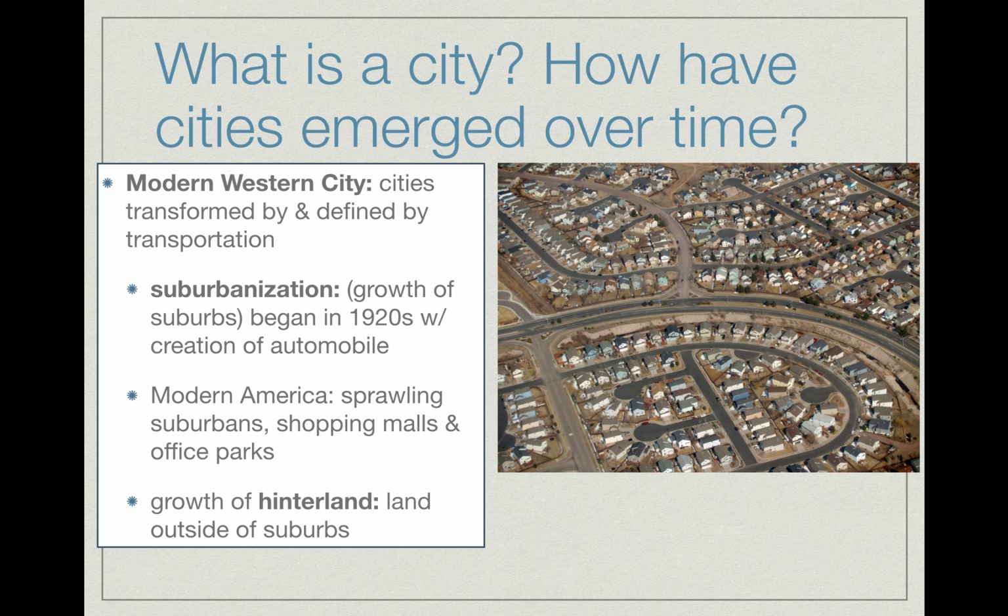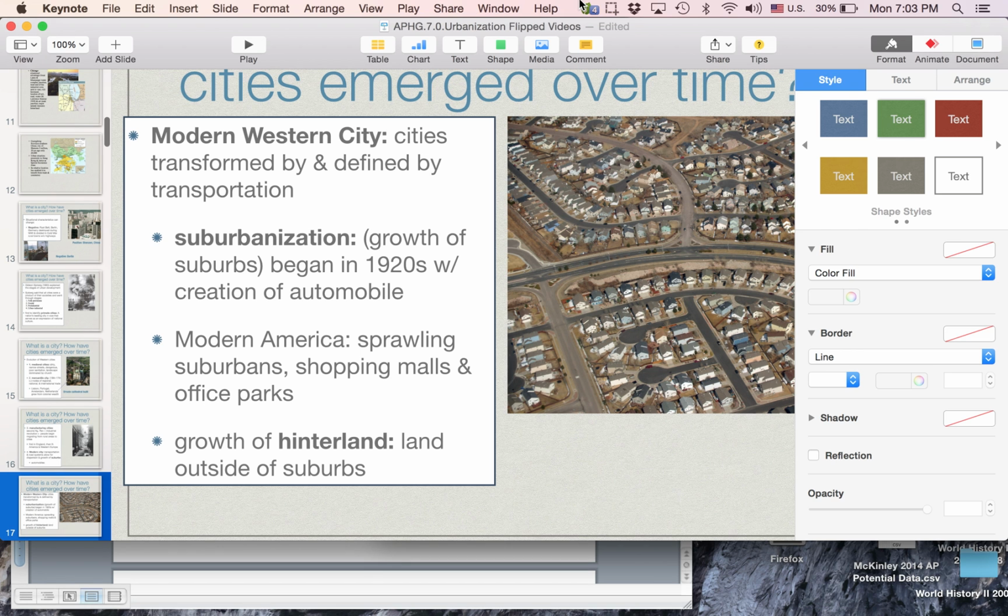People were able to buy cars in the 1950s on much larger scales. We had the growth of modern America, sprawling suburbs. We've got shopping malls that are now going to grow. Hotelling's theory and agglomeration tell us that we're going to go where the market is. We see the emergence of office parks, and really ultimately the growth of the hinterland, which is the area outside of the suburbs.